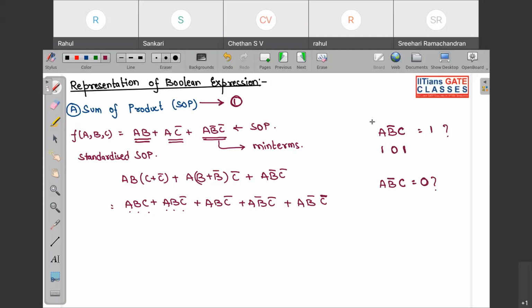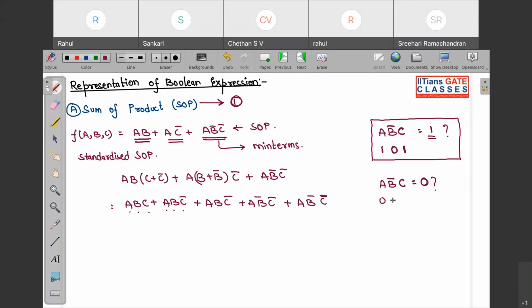See, this is a unique combination. Other than this combination, you will never get the value of this expression as 1. If you don't take A equal to 1, B equal to 0 and C equal to 1, you won't get this expression equal to 1 in any other case. But for 0, I won't have such a unique case.